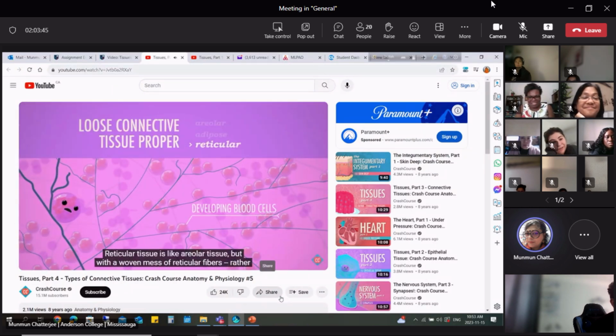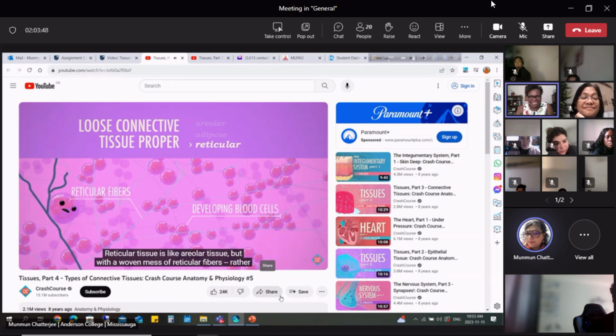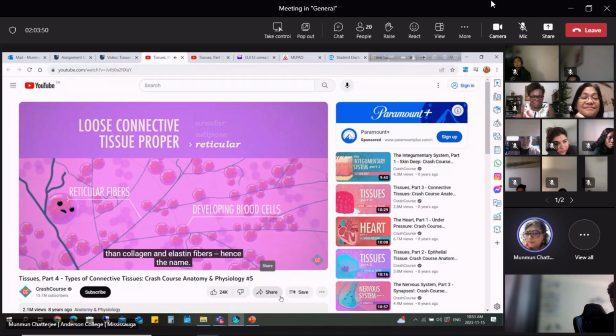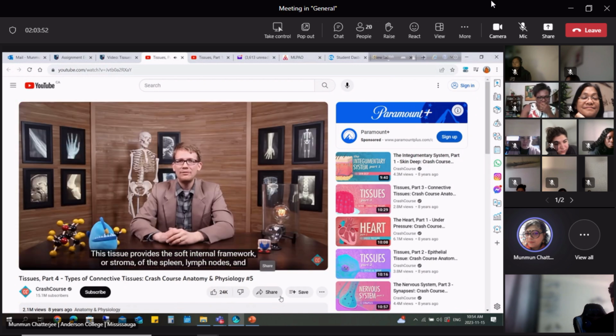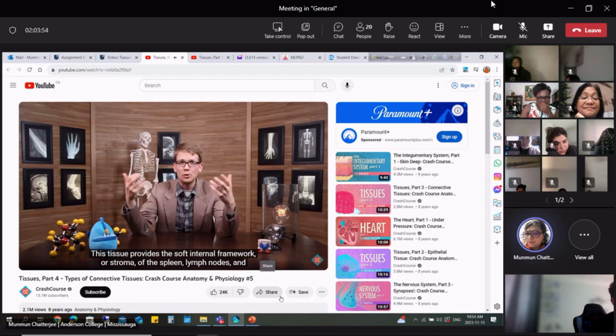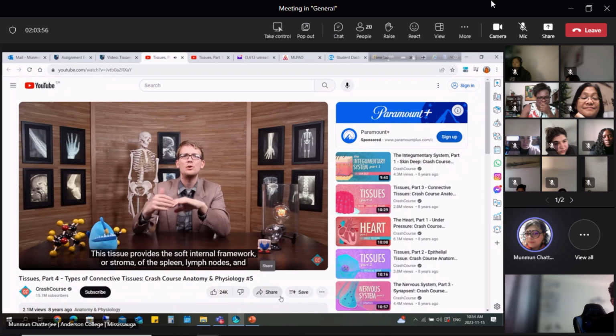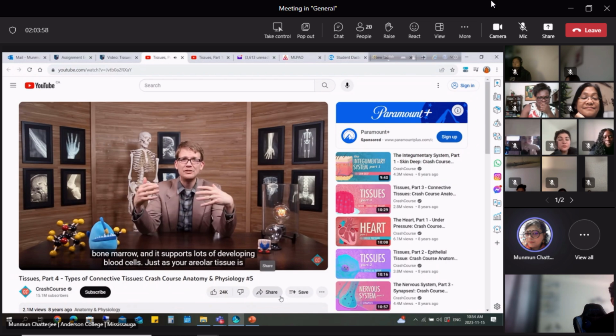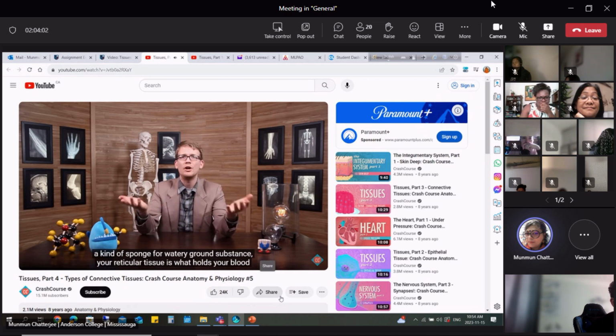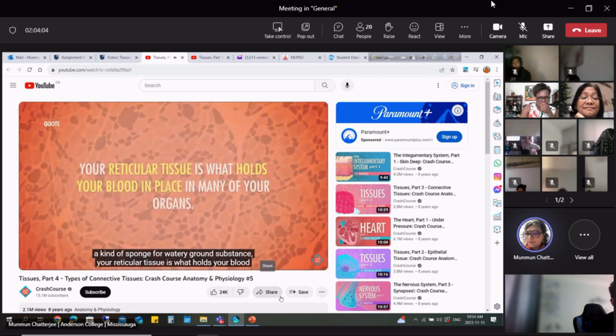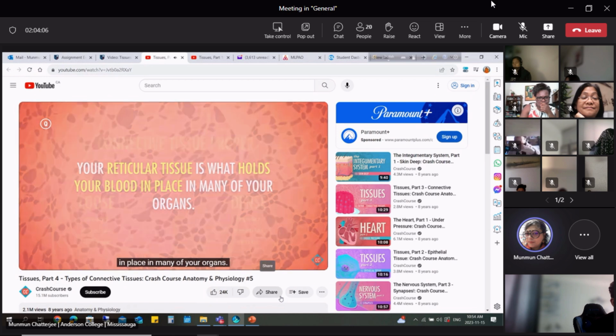Reticular tissue is like areolar tissue, but with a woven mass of reticular fibers rather than collagen and elastin fibers, hence the name. This tissue provides the soft internal framework or stroma of the spleen, lymph nodes, and bone marrow, and it supports lots of developing blood cells. Just as your areolar tissue is a kind of sponge for watery ground substance, your reticular tissue is what holds your blood in place in many of your organs.